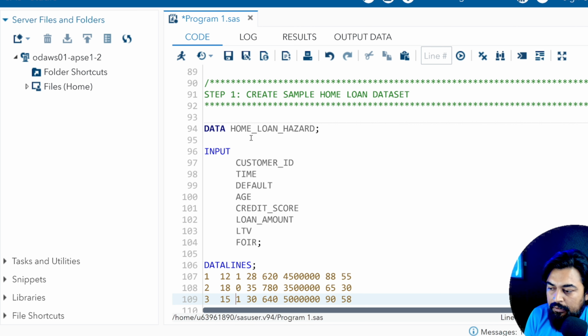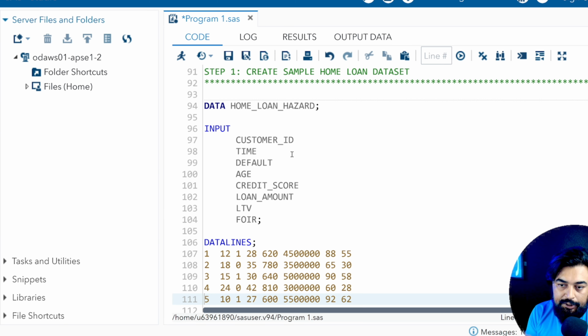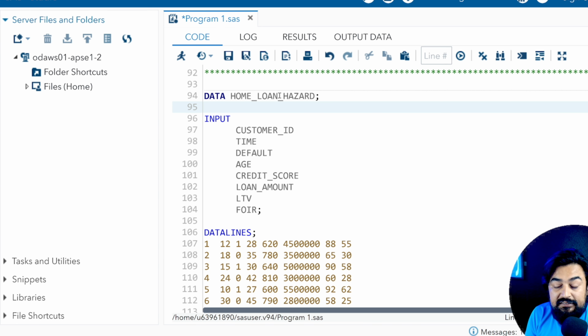Okay. Now this is SAS programming. If you are totally new to SAS, maybe you can go back and watch my SAS playlist, so you will be able to understand this. Now let's create our simple home loan data set. The first statement is data and the name of the data set. This is used to create a data set called home loan hazard. Think of it as creating a simple Excel sheet inside SAS, a blank one.